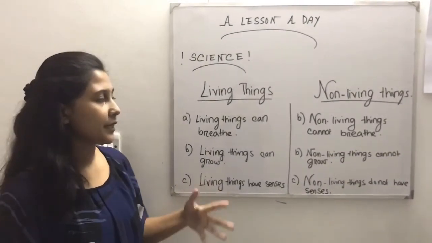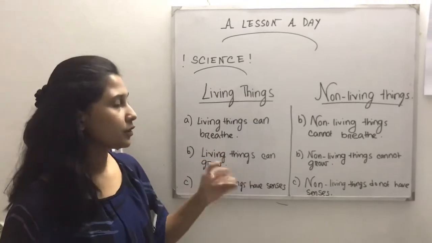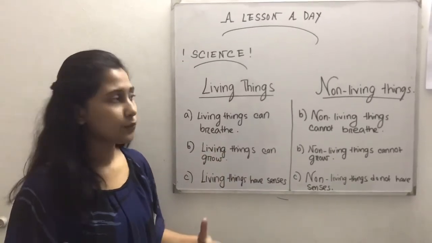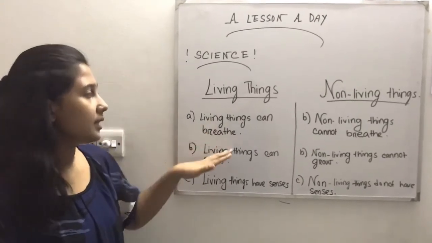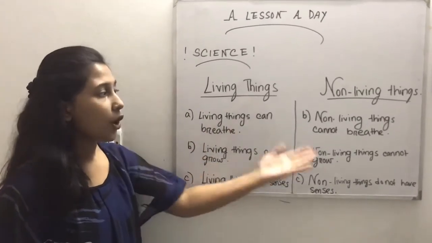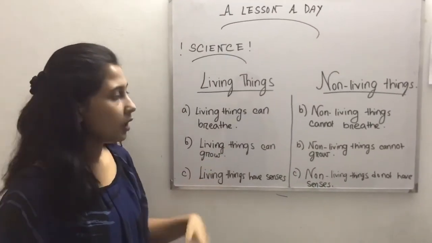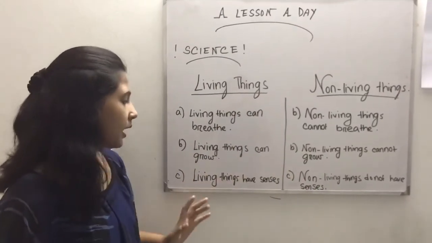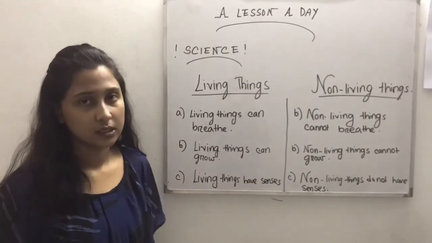Here I have made a little chart or table for you so you can understand the difference between living things and non-living things. Living things can breathe, non-living things cannot breathe. Living things can grow, non-living things cannot grow. Living things have senses, non-living things do not have senses.